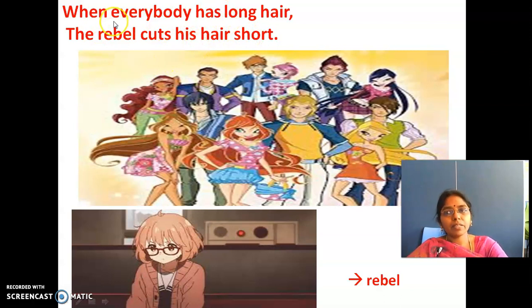Here they are describing the rebel as a boy, but a rebel may be a boy or a girl also. Why? Girls don't have the rebellion character? Do you think so? Most of the girls will be rebels. Sometimes I saw so many students having a rebellion character, right? So now can you understand these two lines? When everybody has long hair, the rebel cuts his hair short. Yes, clear? Shall we move into the next two lines?